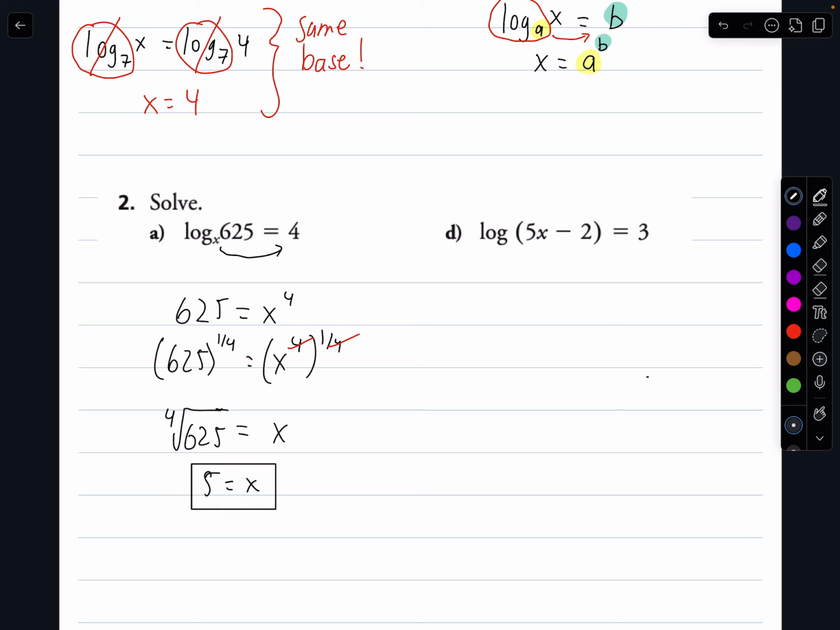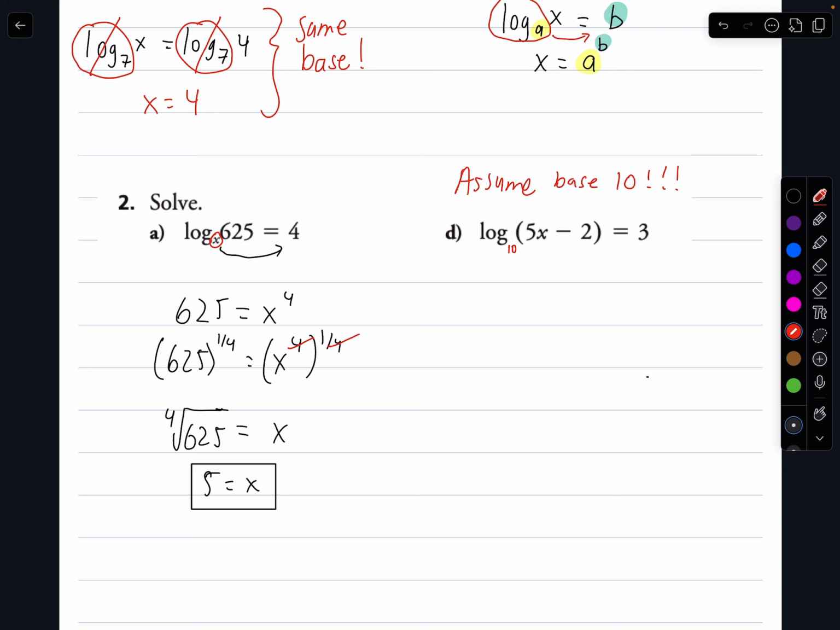Okay, let's look at question D. What if the equation doesn't give you a base? Notice how here we had a base of x, but in this equation, we don't have a base at all. Whenever we don't have a base, we have to assume that it's base 10. This is a common thing that a lot of students make mistakes on, is they just don't know to assume the base is 10. So anytime you see a question like this, guys, remember the base is 10.